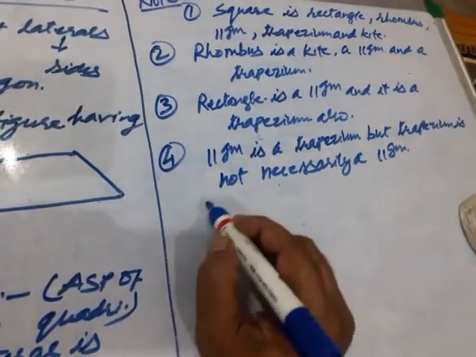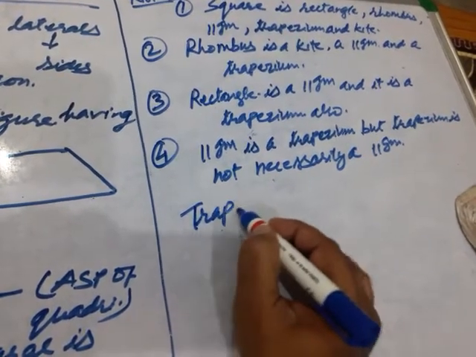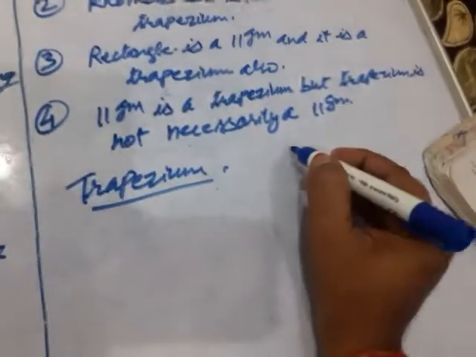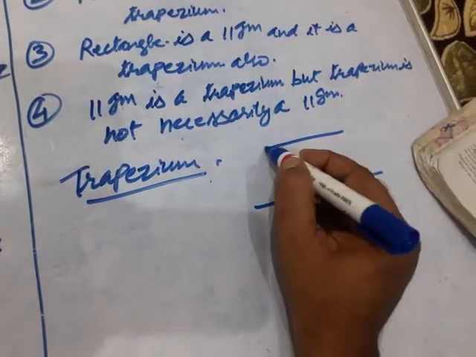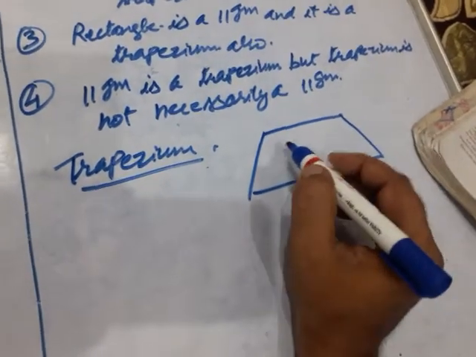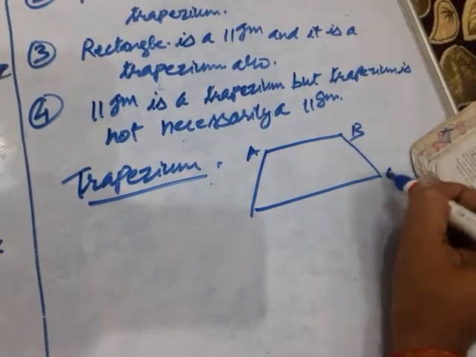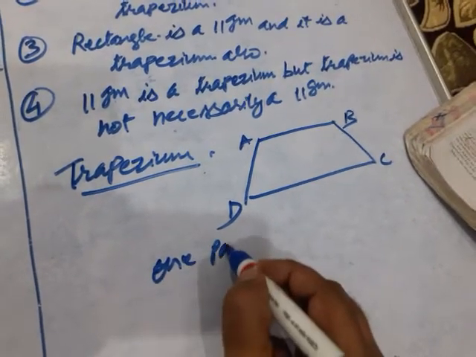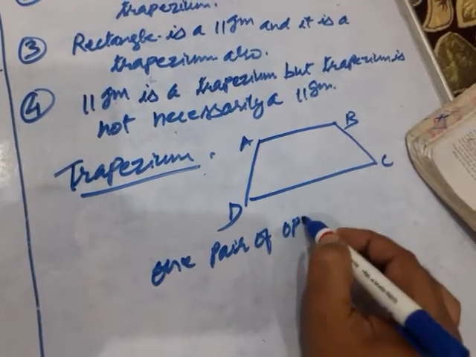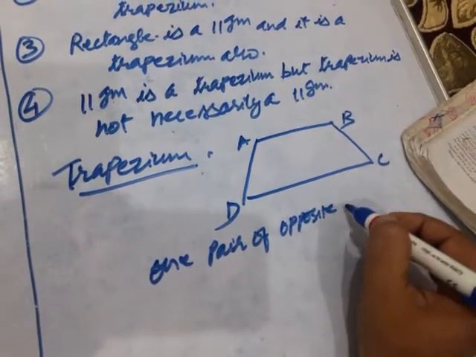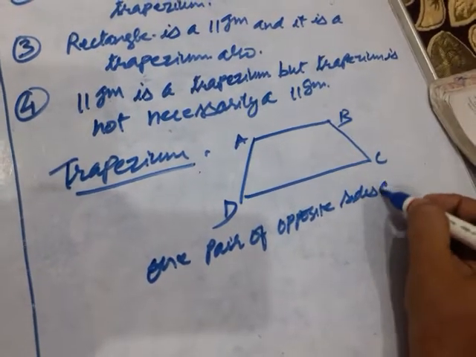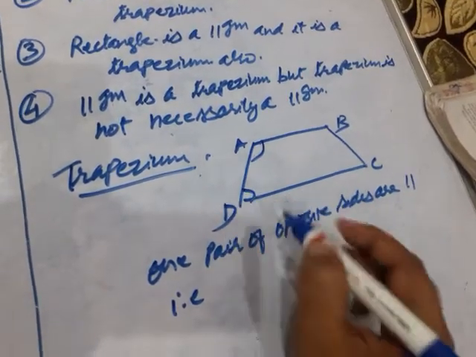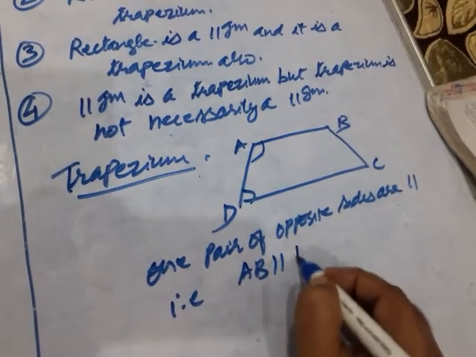Now let us see some properties and definitions. That is trapezium. About trapezium, let us see. Now what is a trapezium? Let us see it pictorially. This is a trapezium, children. That is A, B, C and D. Clear? Here one pair of opposite sides are parallel. That is, AB is parallel to DC.